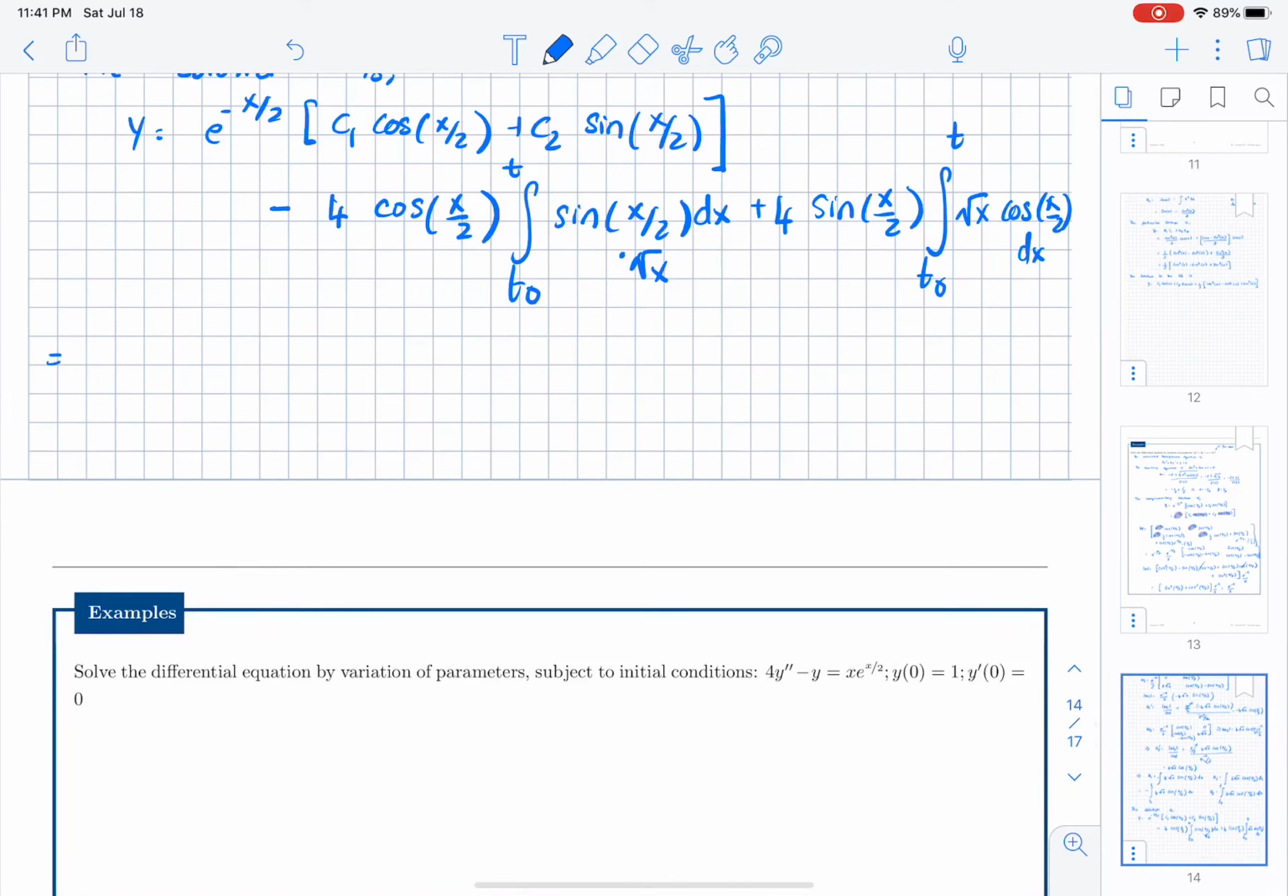I'm going to rewrite all x's by t's, so we have e raised minus t over 2 times c1 cosine t over 2 plus c2 sine t over 2, minus 4 cosine t over 2 integral t0 to t sine t over 2 root t dt, plus 4 sine t over 2 integral t naught to t root t cosine t over 2 dt.